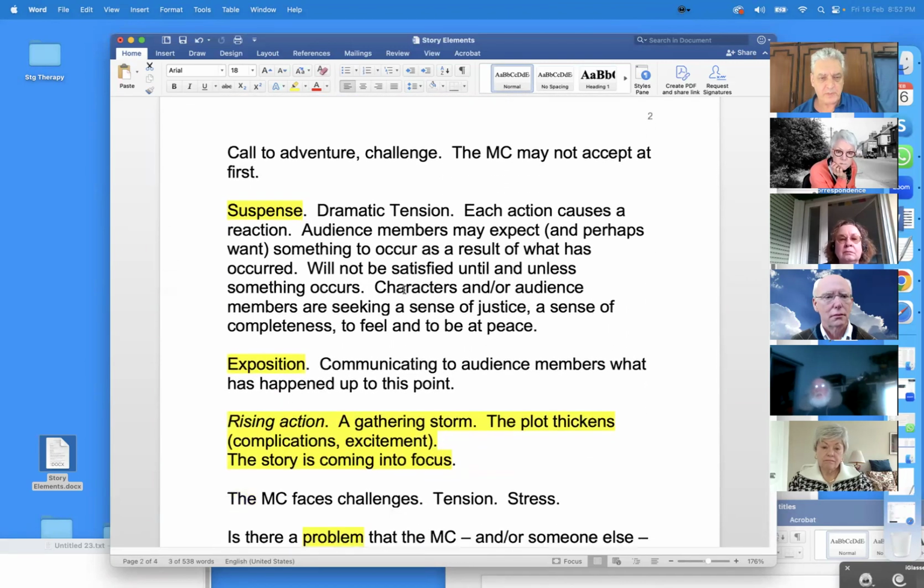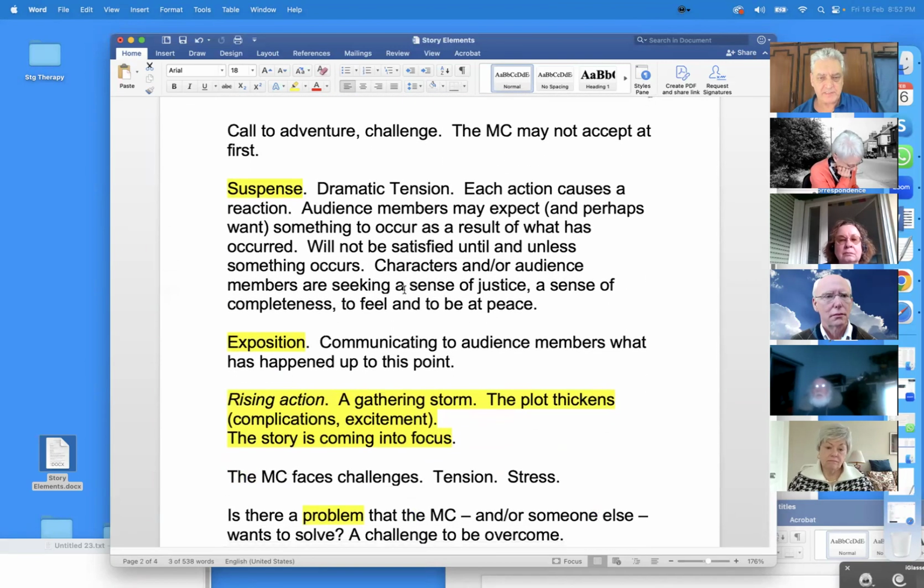So of course we talk and think about suspense, dramatic tension. Each action causes a reaction. So when there's an action, we imagine what the reaction is going to be. One foot goes, the other foot is going to fall. So we will not be satisfied until our expectation is fulfilled.